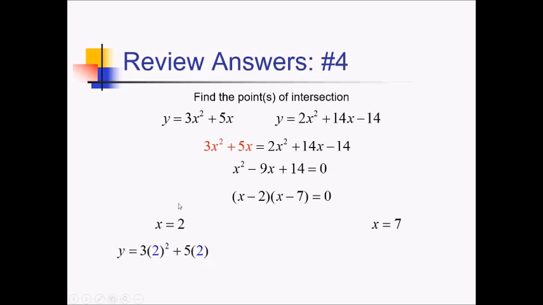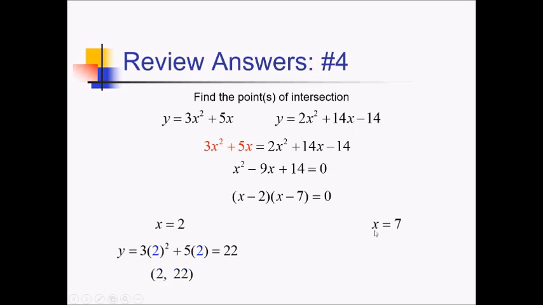So we've got 3 times 2 squared. That's 3 times 4, which is 12. And then this is 5 times 2, that's 10. 12 plus 10 is going to give me 22. So I have the point 2 comma 22 as one of my two answers.